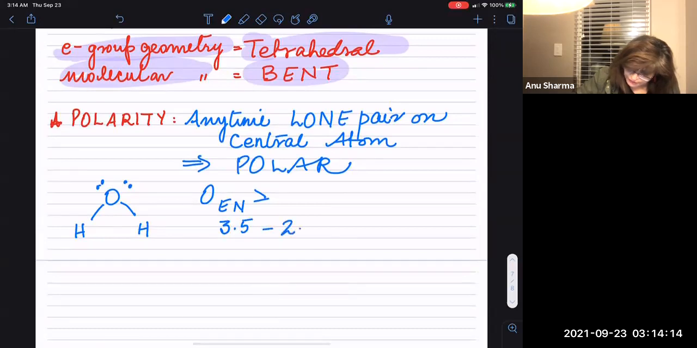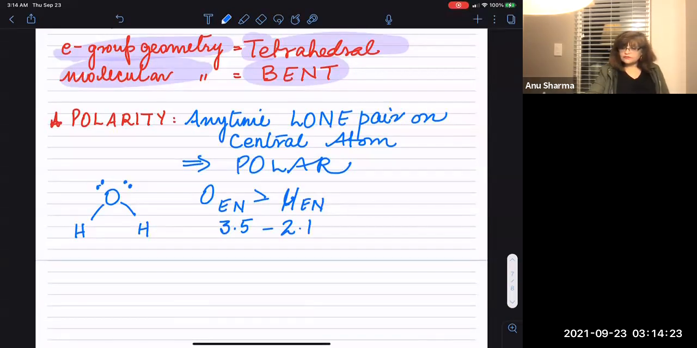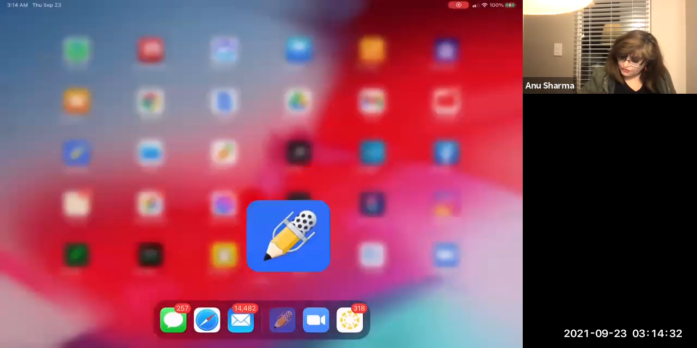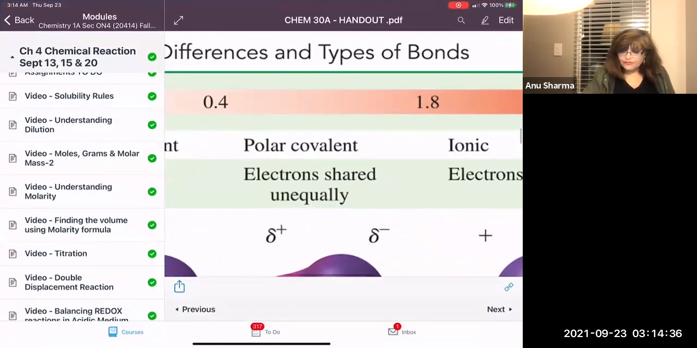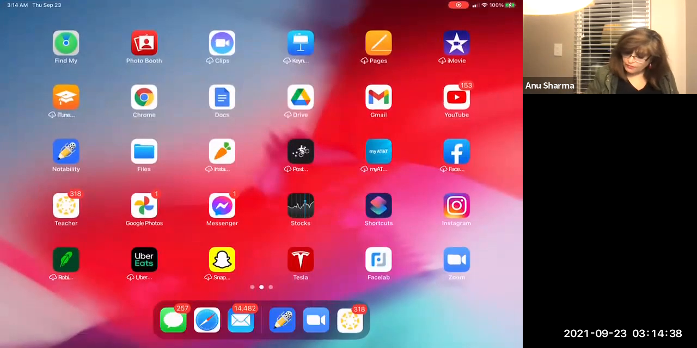3.5 minus 2.1. So this is the hydrogen electronegativity. 5 minus 1 is 4, and 3 minus 2 is 1. So it's 1.4. And so when you look at it here, 1.4, polar covalent.